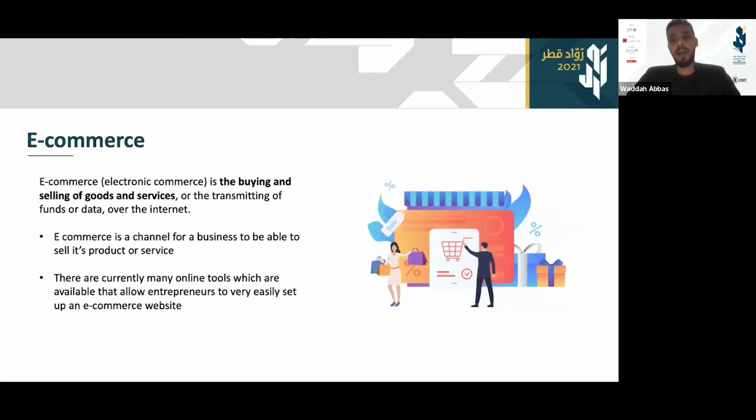And so let's start with some basic business models in the tech industry. First of all, there is e-commerce. E-commerce is the buying and selling of goods and services, or the transmitting of funds or data over the internet. Recently, there has been a huge surge in the e-commerce market. Also, in terms of consumer behavior, especially in this part of the world, people are slowly becoming more and more used to buying things online. And there is a huge transformation towards e-commerce.